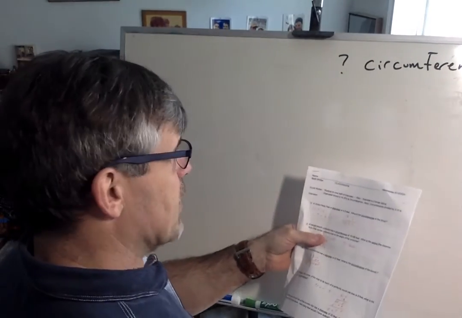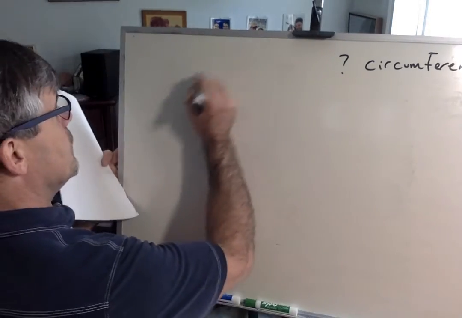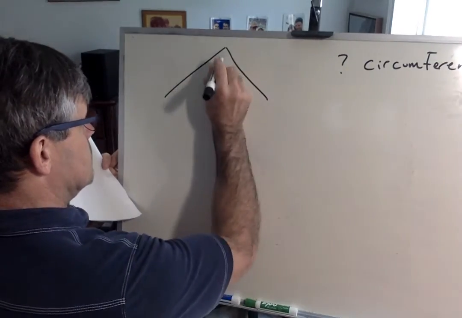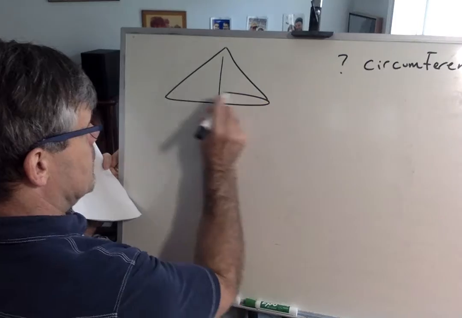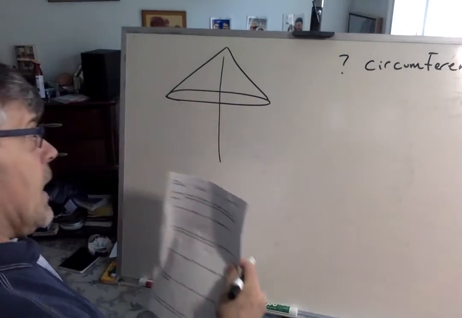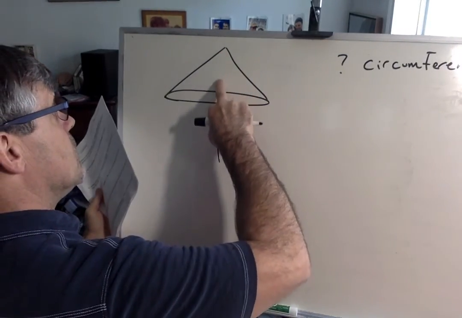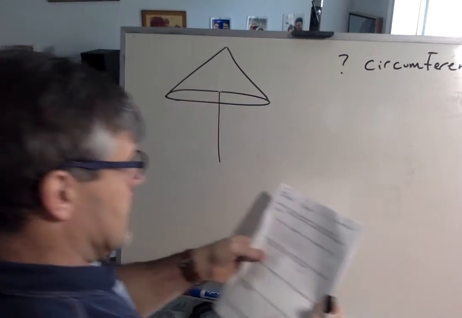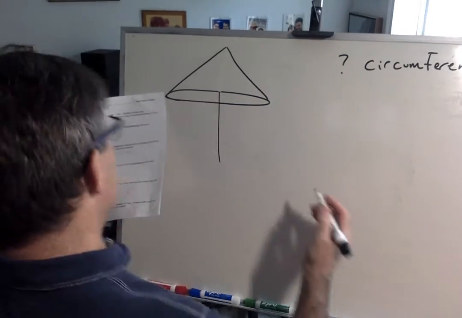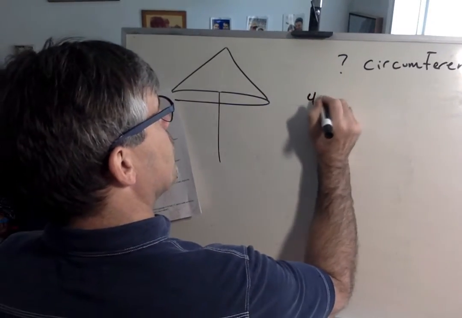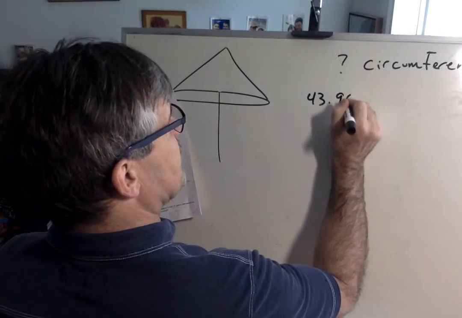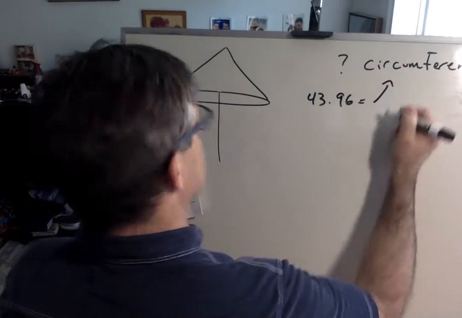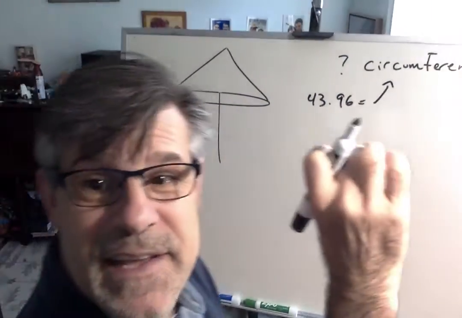We have a large beach umbrella, okay? Here's my beach umbrella, right? Of course, it's a round umbrella, right? And then we have, it has a circumference of 43.96 equals circumference. Okay, what's the radius?